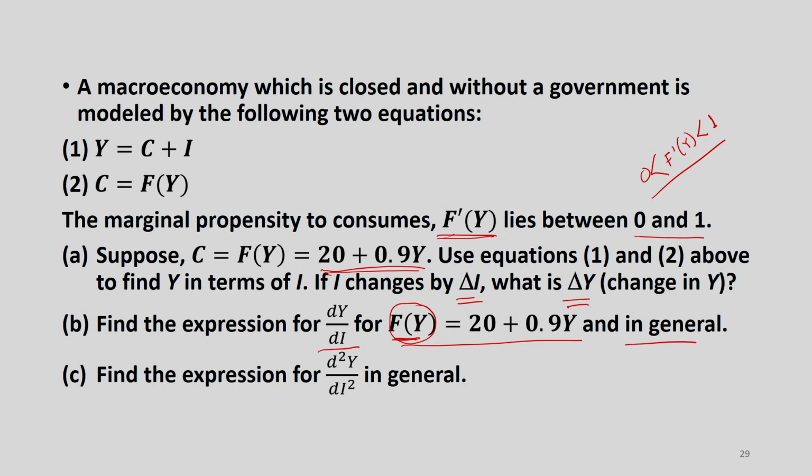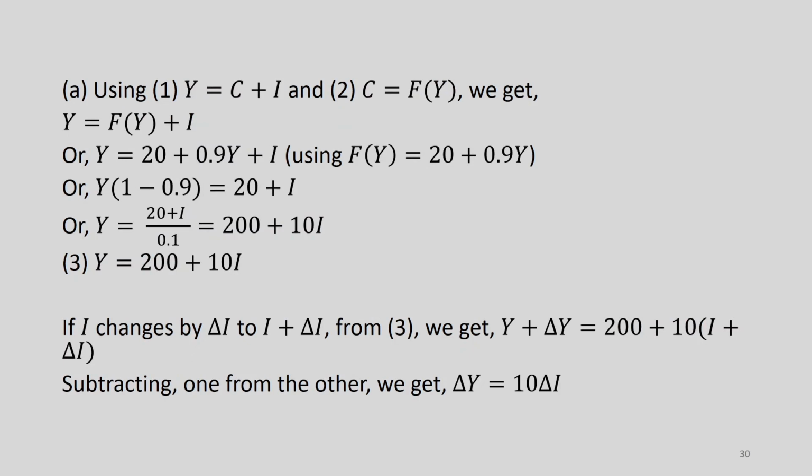Let us start with the two equations that we are given. Equation 1 is y is equal to c plus I, and equation 2 is c is equal to f of y. If we combine them, I substitute c equal to f(y) in the first equation, and I get y is equal to f of y plus I. And I have been given the form of f of y, it is 20 plus 0.9 y, and I am using that.